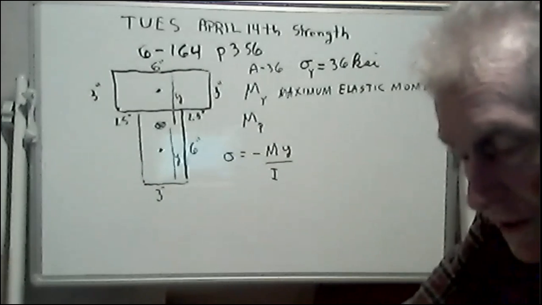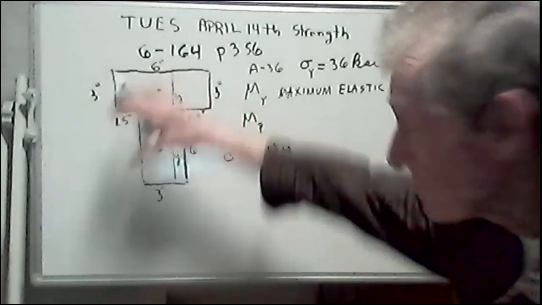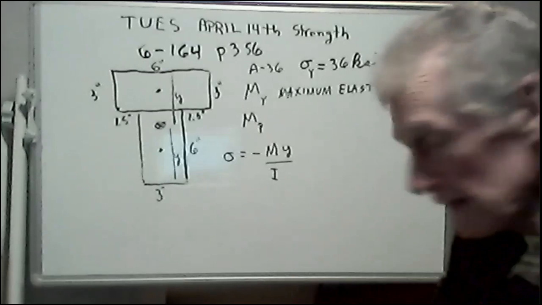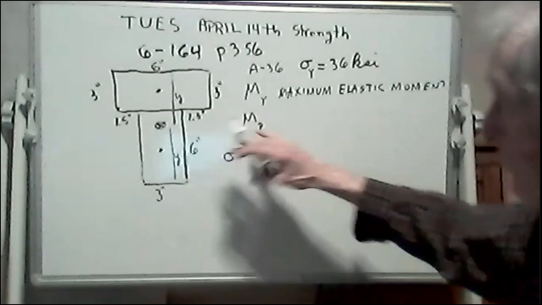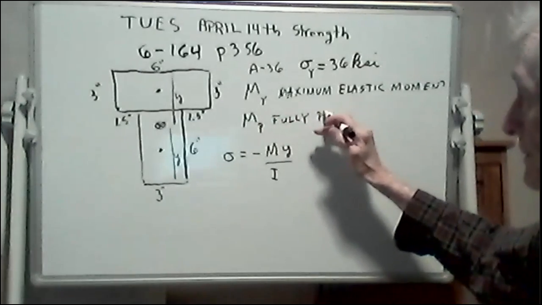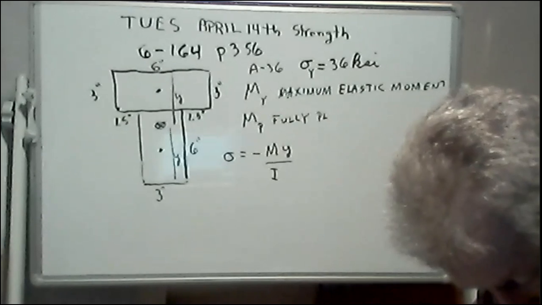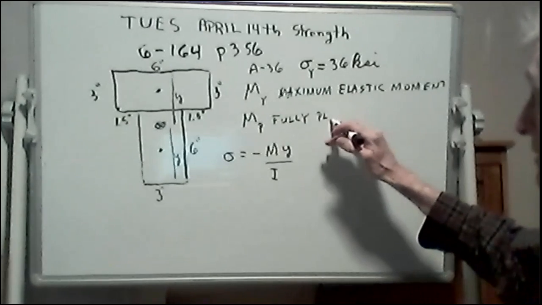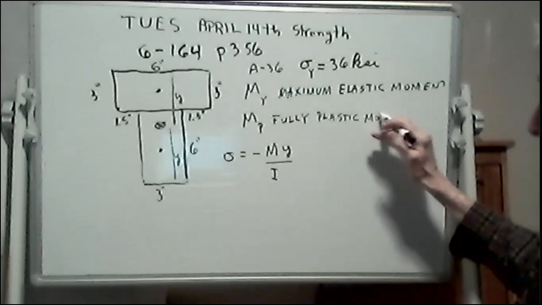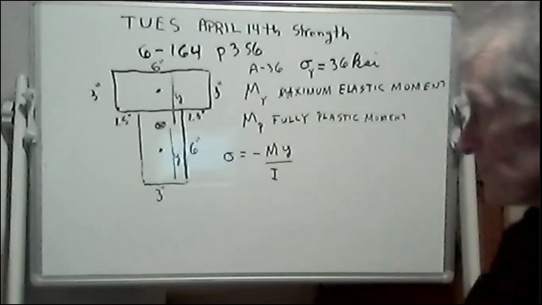If you keep increasing the bending moment, make this bigger and bigger, you'll even get to where there'll be a plastic region up on the top too. In fact, if you make it big enough, they call this the fully plastic moment. And they want us to find that, I think. Isn't that what they want? Let me read this again. Maximum elastic. Yeah, that's what they want. This is called the fully plastic moment. We're going to find those.